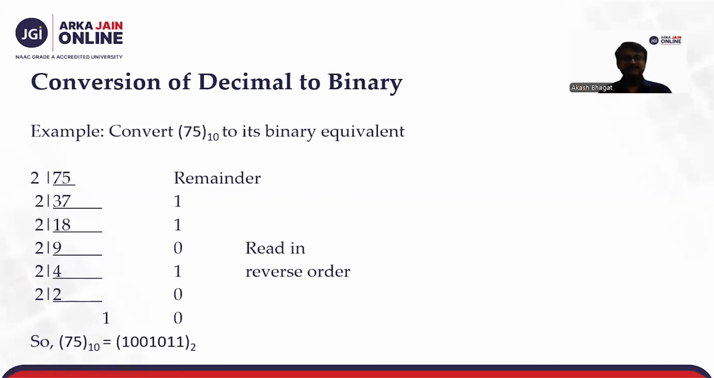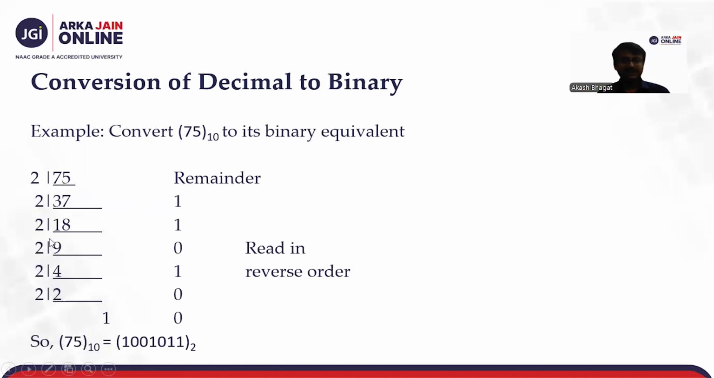On dividing 75 by 2, 2 times 3 is 6, the remainder is 1, then 15, so 2 times 7 is 14, and the final remainder is 1. Now similarly we divide 37 by 2, and we get the remainder as 1.